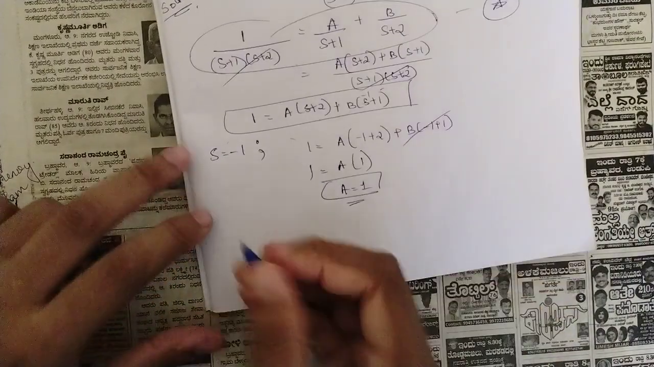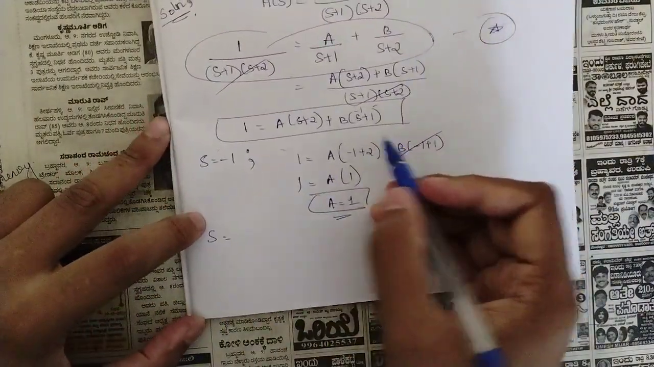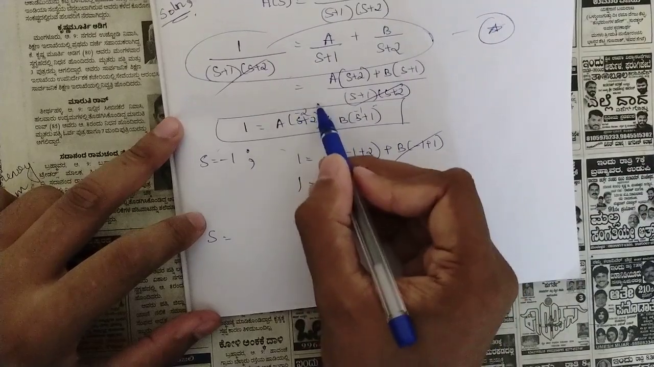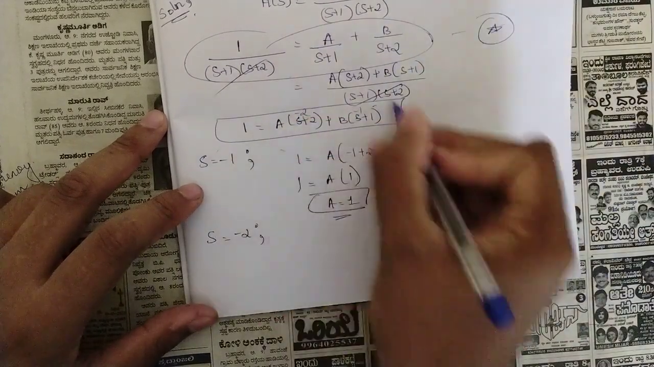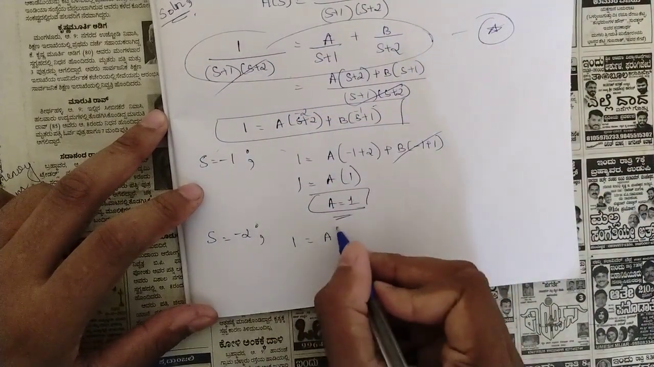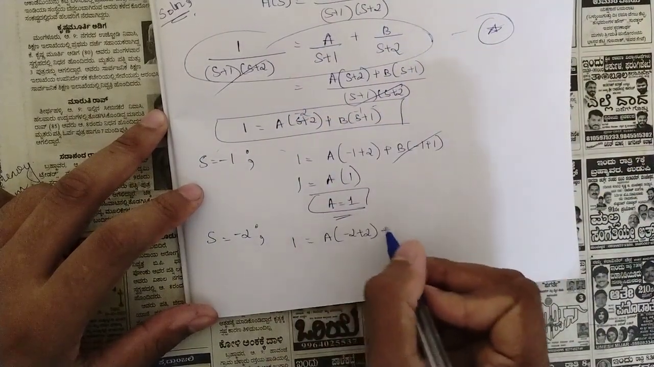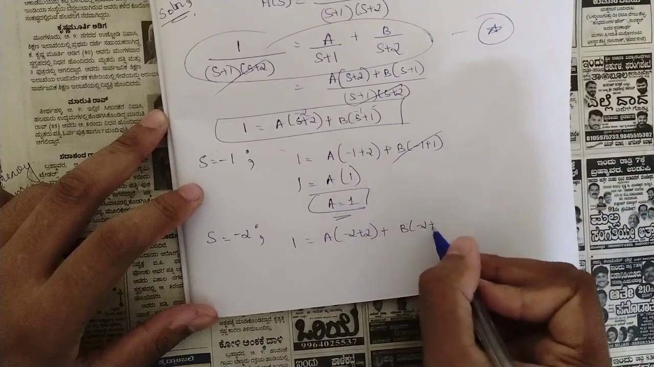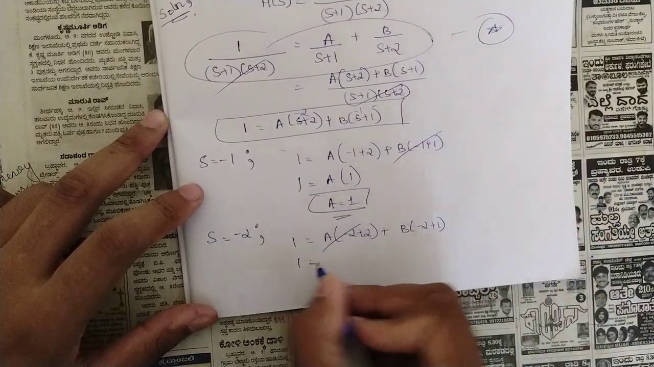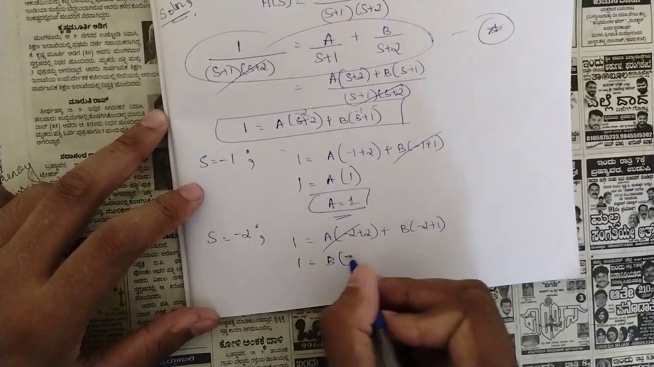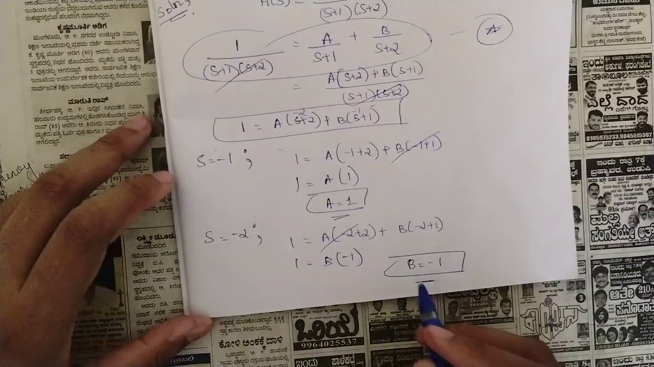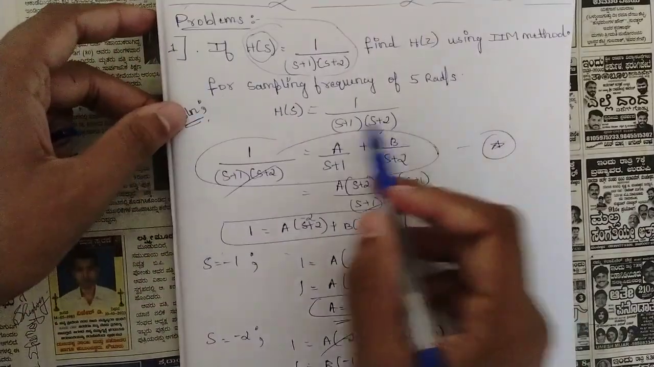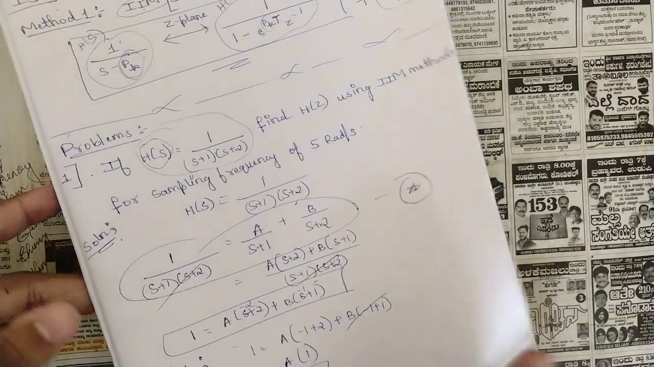Similarly, put s equal to minus 2 to cancel out A, so that you would get the value of B. In this equation only, 1 is equal to A into minus 2 plus 2, plus B into minus 2 plus 1. So this would be 0. We would be left with B into minus 2 plus 1, which is minus 1. So our value of B we are getting as minus 1. So A and B values we got. Now put it in equation star and solve.